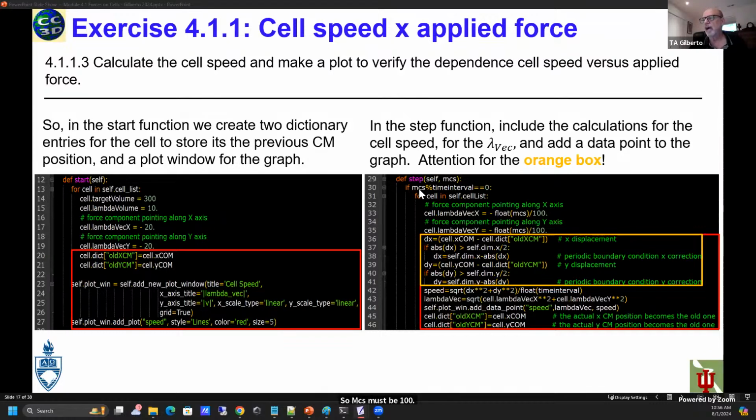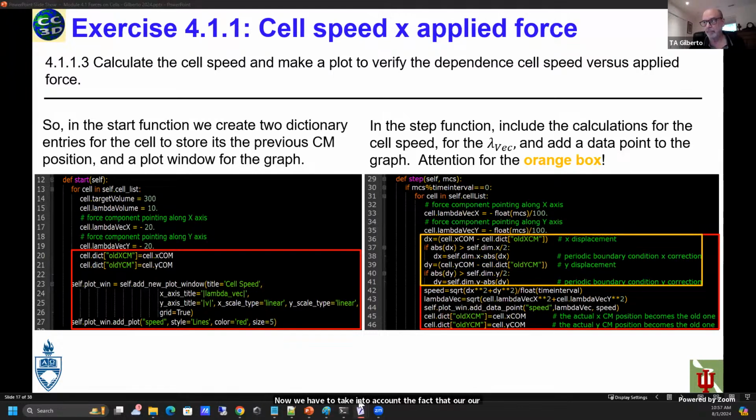So at this time, the cell center of mass is cell.xcon and cell.ycon. So the delta x, the displacement, is the difference between the actual position, cell.xcon, minus the old position, which was stored in the dictionary. So I have this delta x written here.